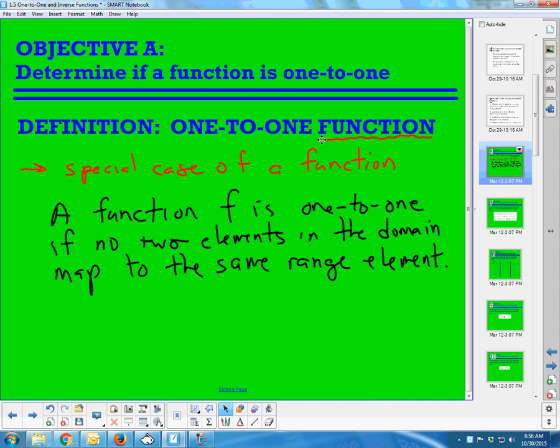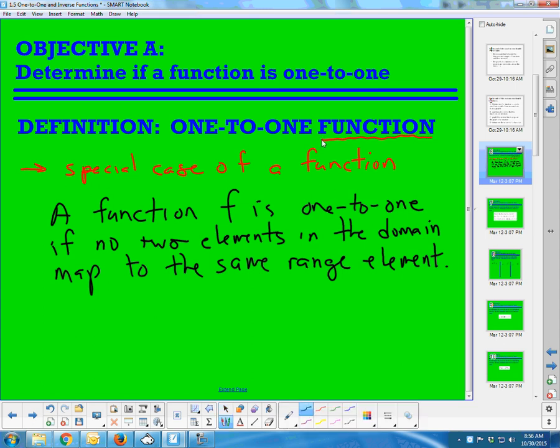Basically, what we're saying here, remember that our domain elements would traditionally be our x's. Our range elements would be our y's. We're saying no two elements in the domain can go to the same range element. We can't have two x's going to the same y. Two different x's must go to two different y's. They cannot go to the same.